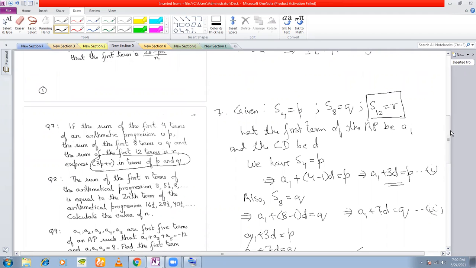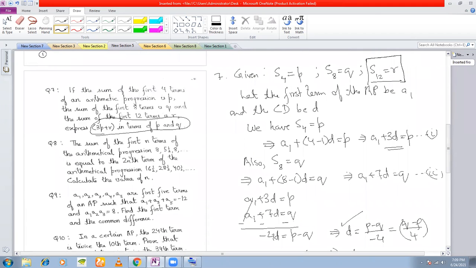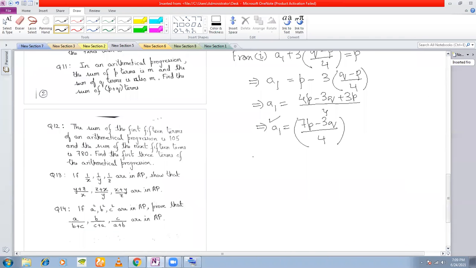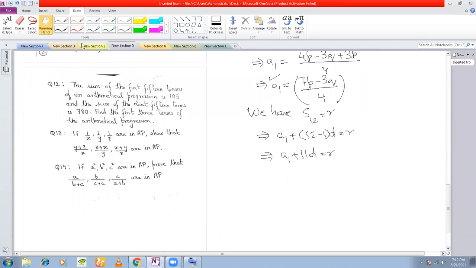S12 is equal to R. Why should we use the third condition? Because the question here is: express 3P plus R in terms of P and Q. So the third condition is S12 is equal to R. That means A1 plus (12 minus 1) into D is equal to R. That means A1 plus 11D must be equal to R. Put the value of A1 and D here.